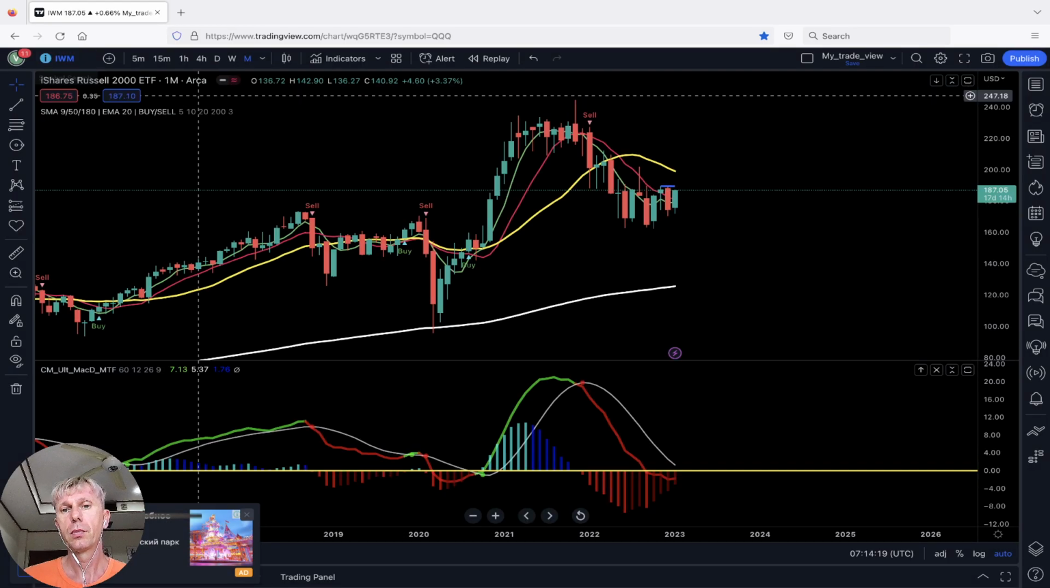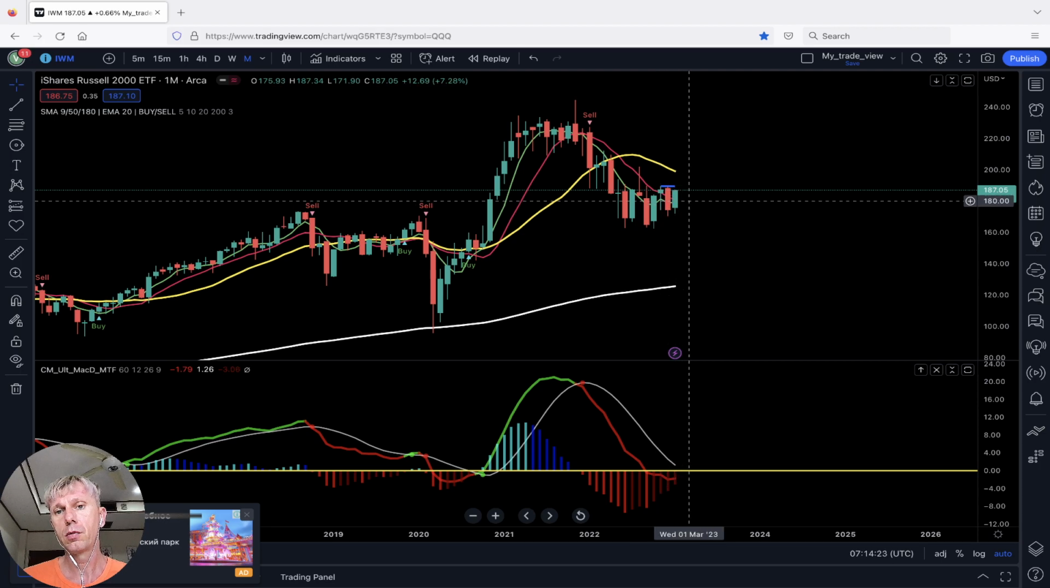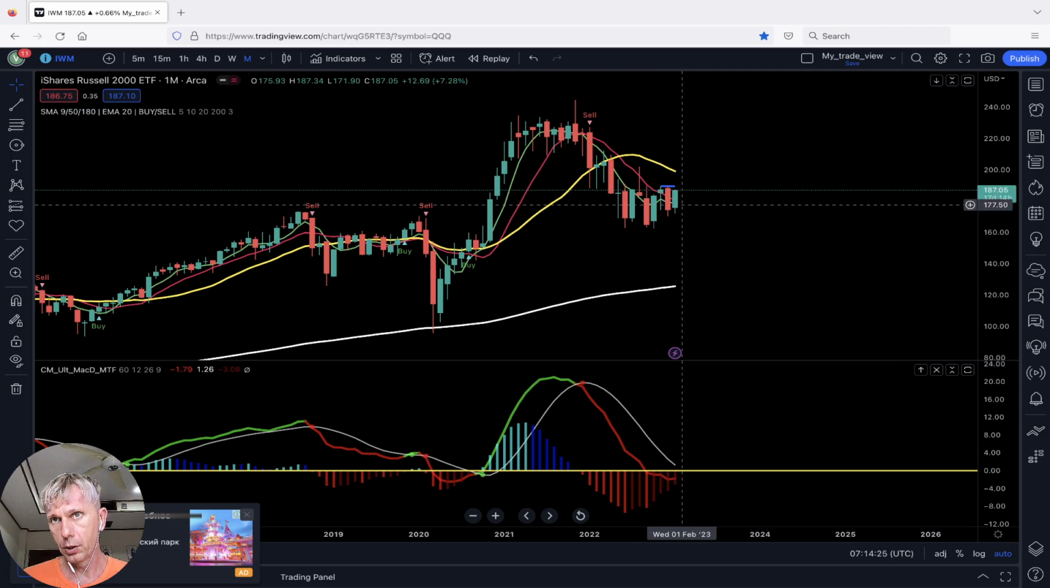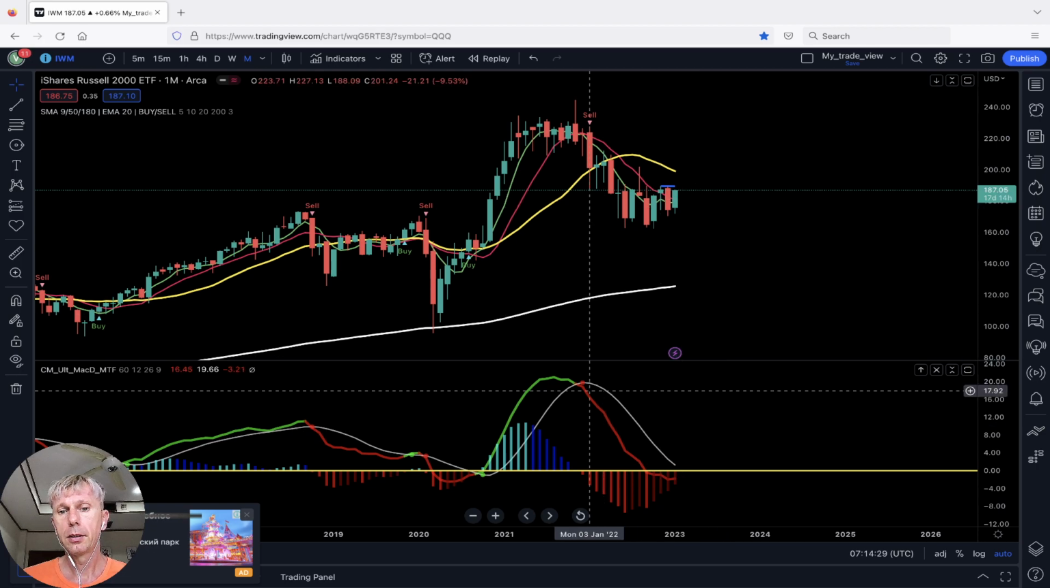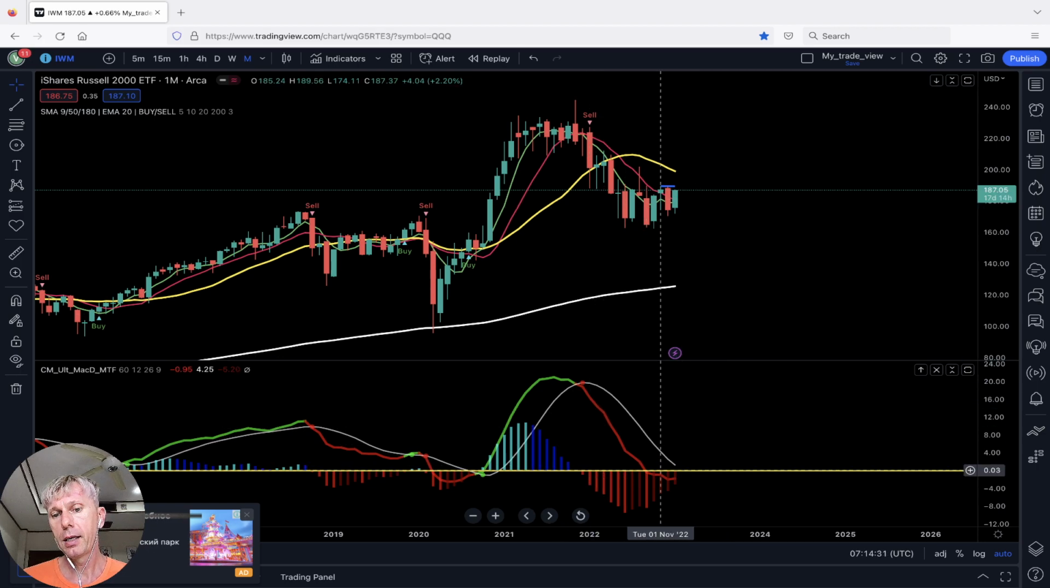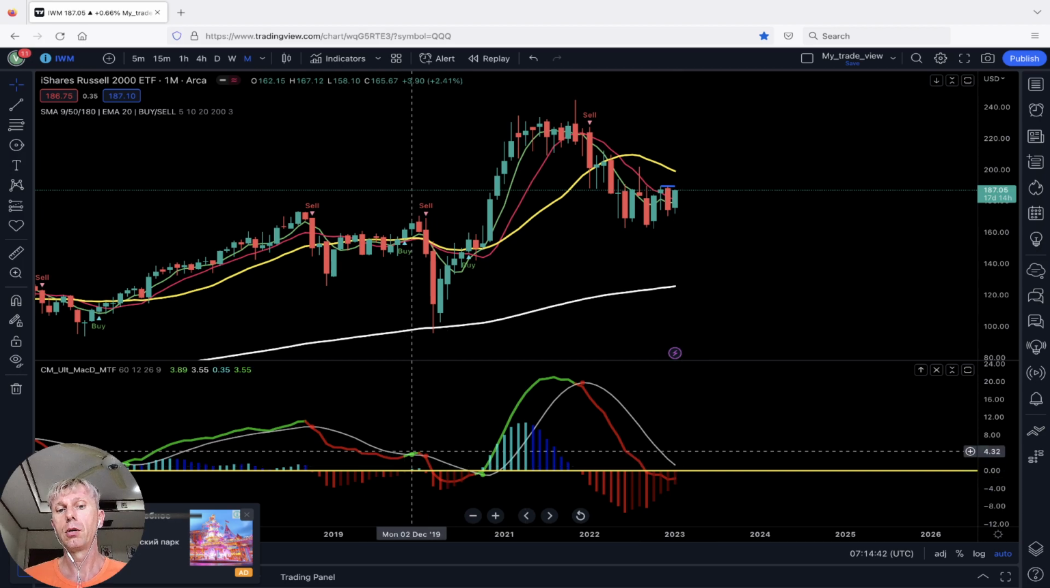Russell 2000: MA5 is ready to do a bullish crossover. Green bar, bullish week, that's good. And MACD is still red below the zero line. It's trying to connect to the signal line. We'll see if it can do it. Something similar was here, right? And after that, it was a huge sell-off.